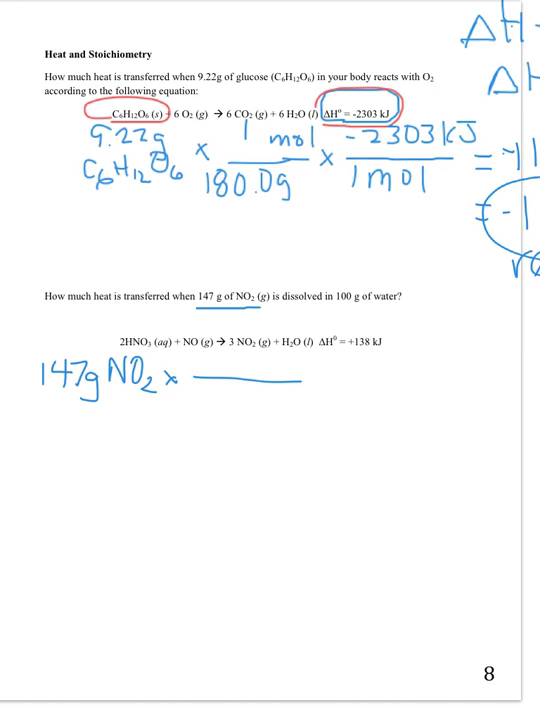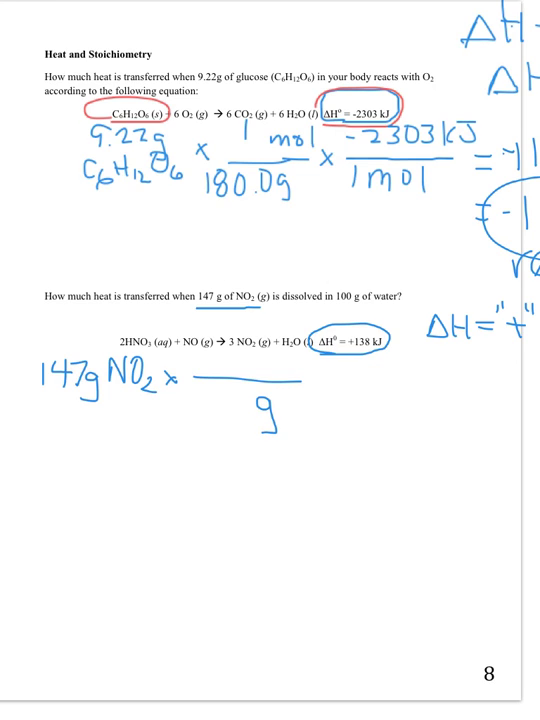So now when we look at this problem, our delta H is a positive 138 kilojoules. This tells us that delta H having a positive value means that it's an endothermic reaction. This would be the same as instead of having this numerical data, that you actually wrote the word heat as a reactant. So what we're going to do is start with our grams of NO2.